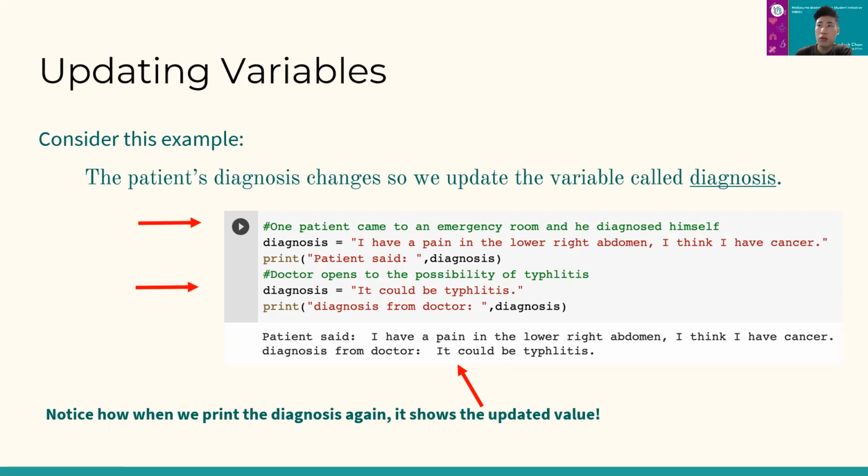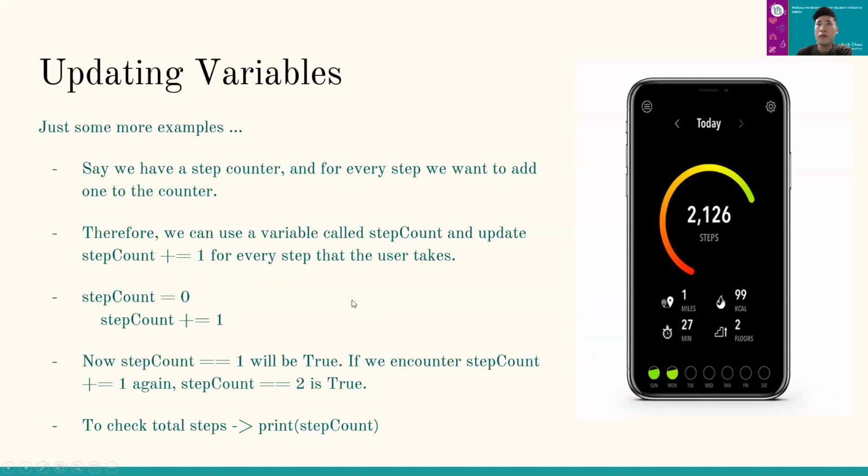So when you print the variable, it will print out the entire string itself. You can see the print function here, it says print patient's diagnosis, so it prints that out. If you were to print patient's diagnosis after this entire line of code, you would get typhlitis, because remember, once the diagnosis is updated, it will no longer carry its previous value.